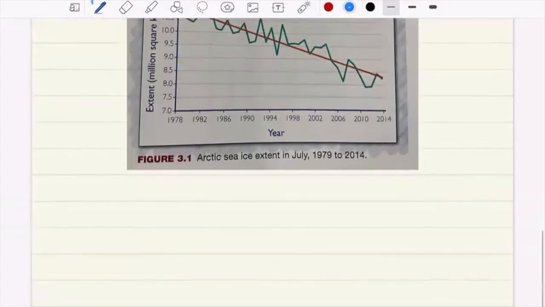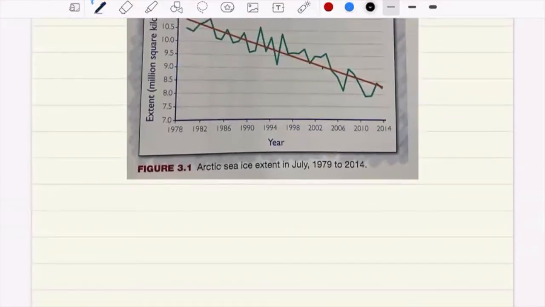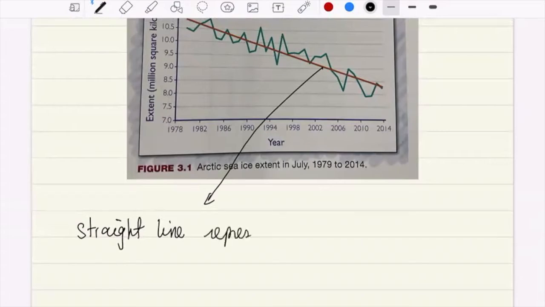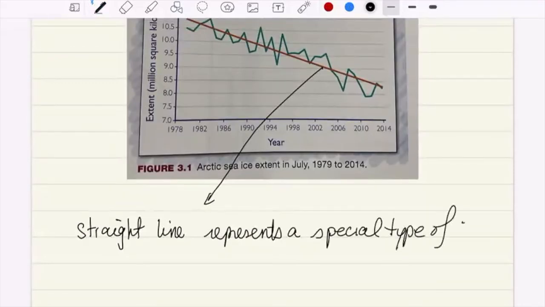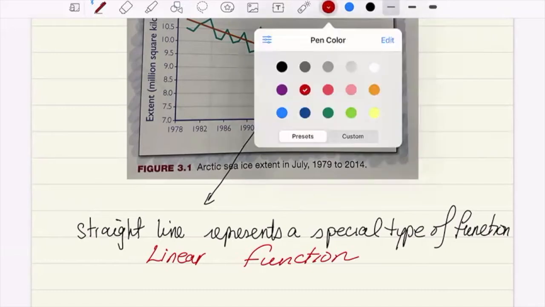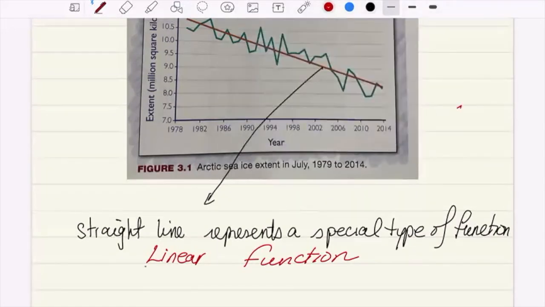How? Well, a straight line is a type of function. So this straight line represents a special type of function. That function is called a linear function. Now, you can right away guess that it comes from the word line. See the word line? It's inside the word linear. So that's why it's called a linear function.